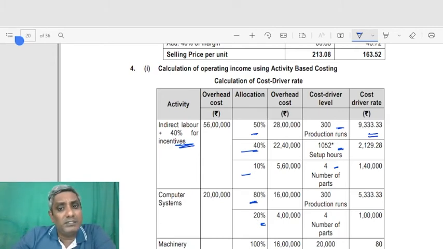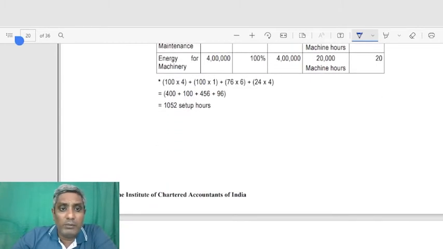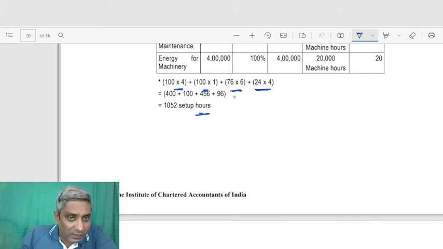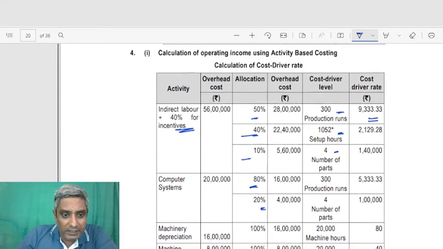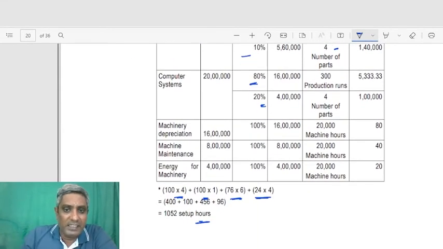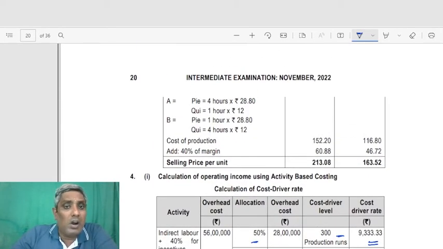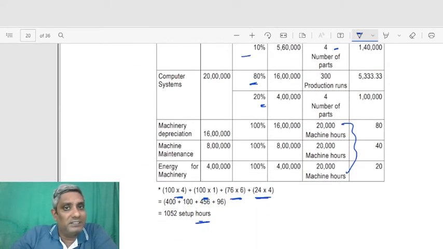Rate calculation is very, very easy, my dear students. Only you have to identify the setup hours here as the first element here. So 100 into 4, 100 into 1, 76 into 6 and 24 into 4. Because these are all already given in the question. Only you are finding it out here through multiplication. Now, see here the machine depreciation, machine maintenance and energy, all these things are based on machine, because these are all machine related activities. So accordingly the suitable basis or the driver is selected. Am I clear? So how the cost driver is selected, this is the basis.